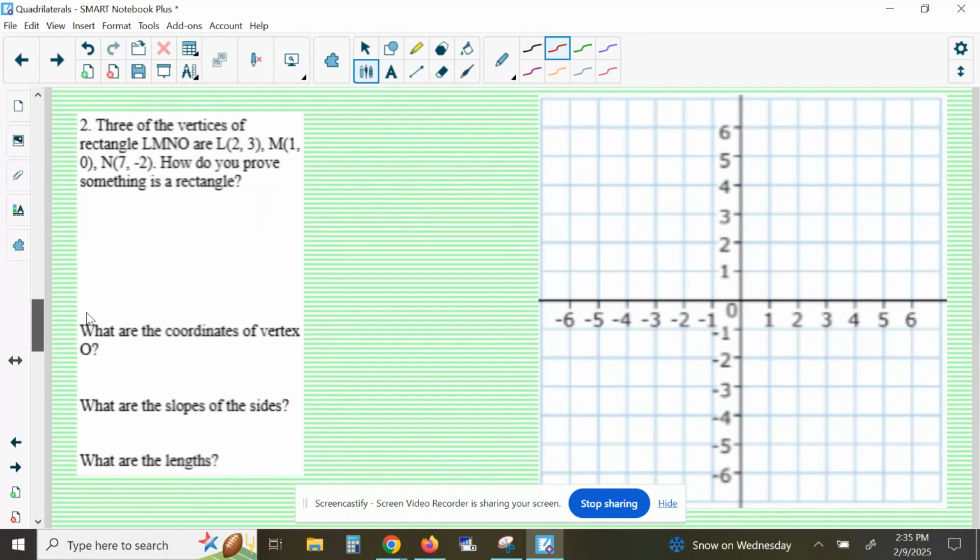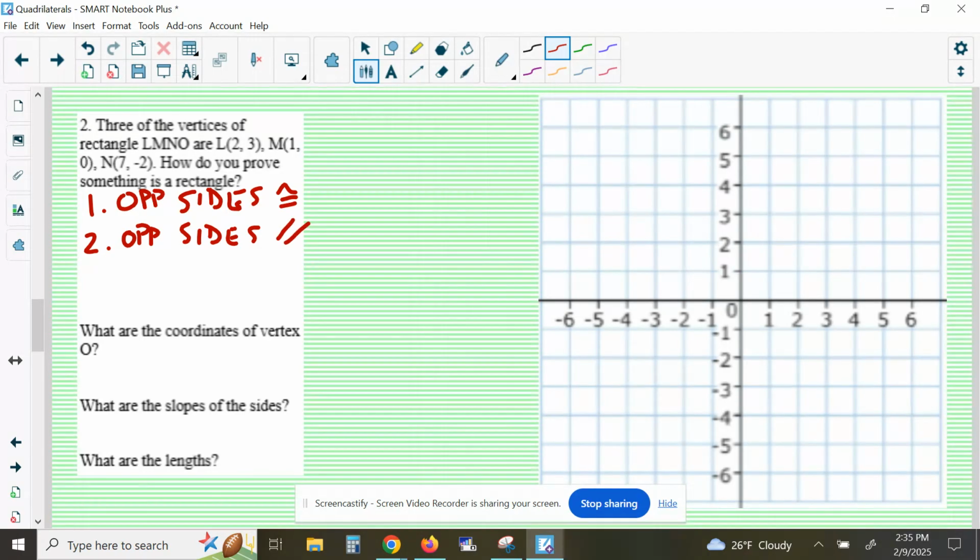So it says, how do you prove something is a rectangle? So one of the things it has to have is opposite sides congruent. Another thing it had to have is opposite sides parallel, because it is a parallelogram. And the third thing that was special is it has to have 4 right angles. So that's the stuff it has to have.